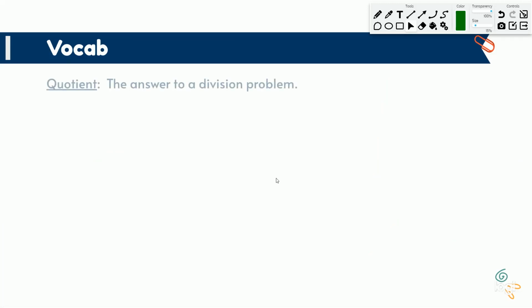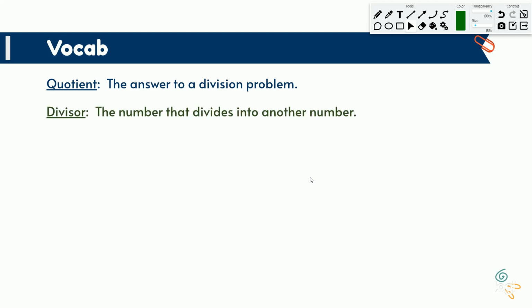The first vocab is quotient, and this is a review from last one, but the quotient is the answer to a division problem. So whenever we are solving a division problem, the solution or the answer is mathematically called a quotient. Then we have divisor, and that is the number that divides into another number. And then we have the dividend, and that is the number being divided.